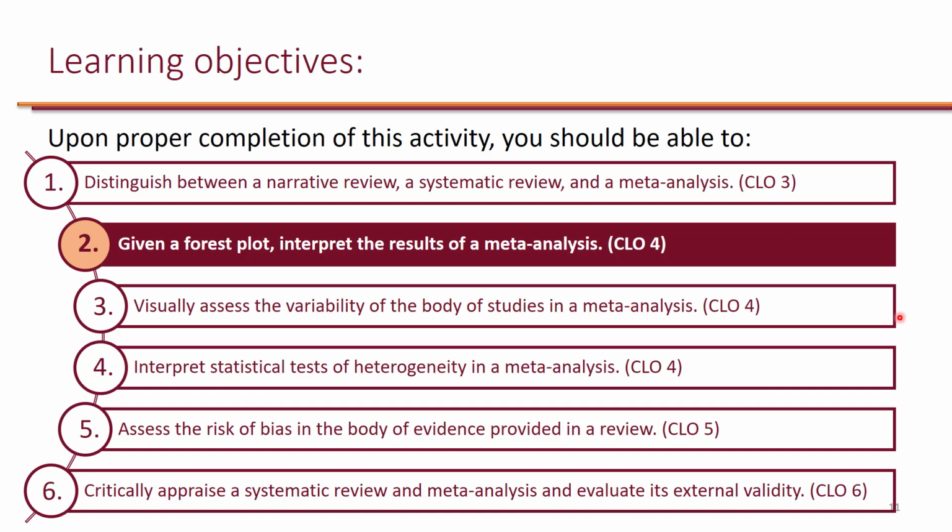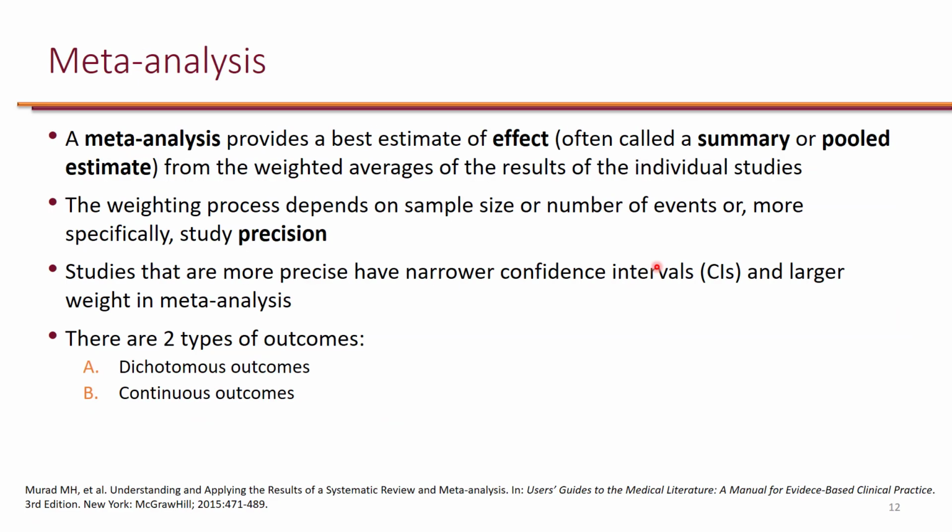We looked at the differences between narrative reviews, systematic reviews, and meta-analysis. Now, given a forest plot, interpret the results of a meta-analysis, which is course learning outcome number 4 on the course syllabus. A meta-analysis provides a best estimate of effect, which is usually called a summary or pooled estimate, and it's from the weighted averages of the results of the individual studies in the meta-analysis.